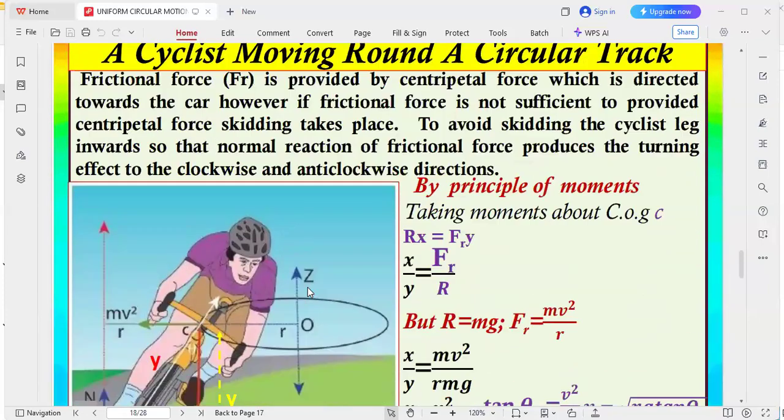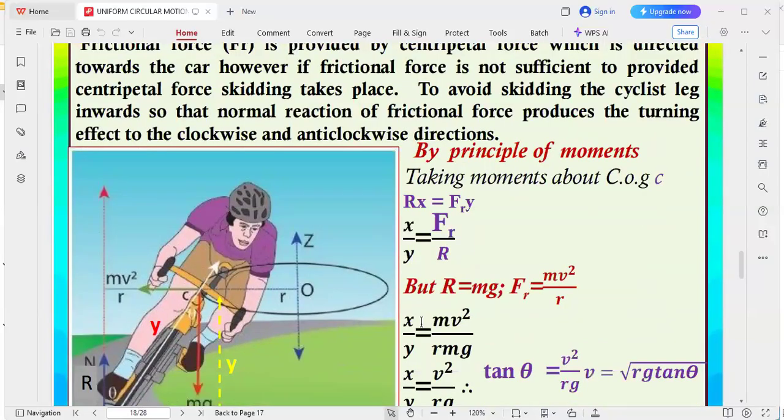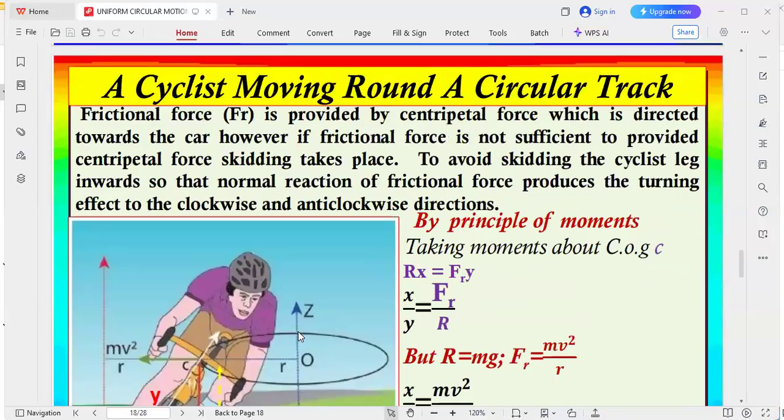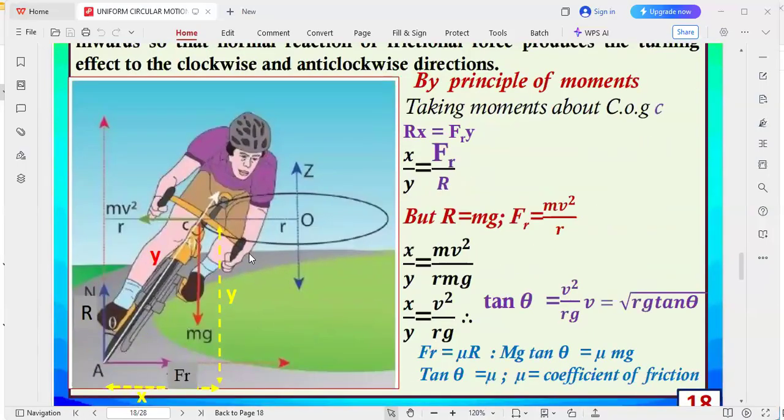Example number 2. As I said, don't cram these things. You only need to know that v equals the root of rg tan theta. So this is a bicycle. This is a bicycle rider. What are the forces acting on him? We have the action force, which is mg. We have friction force towards the center of the circle, Fr. We have reaction force.